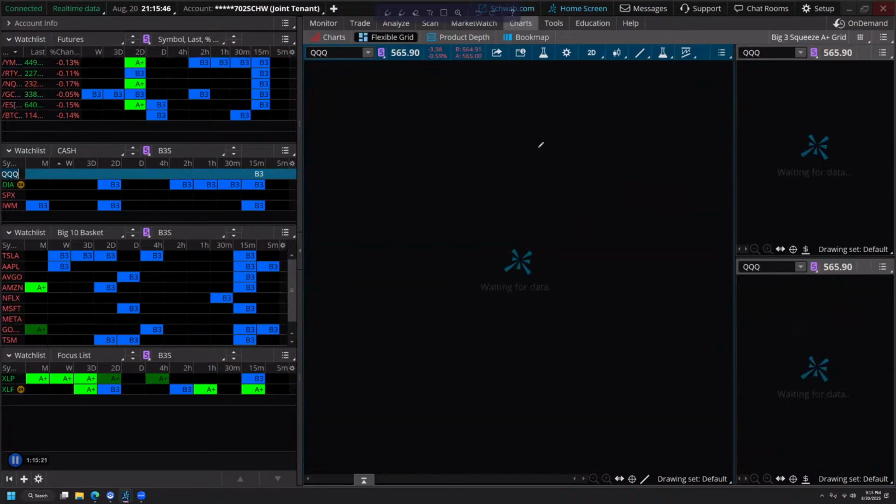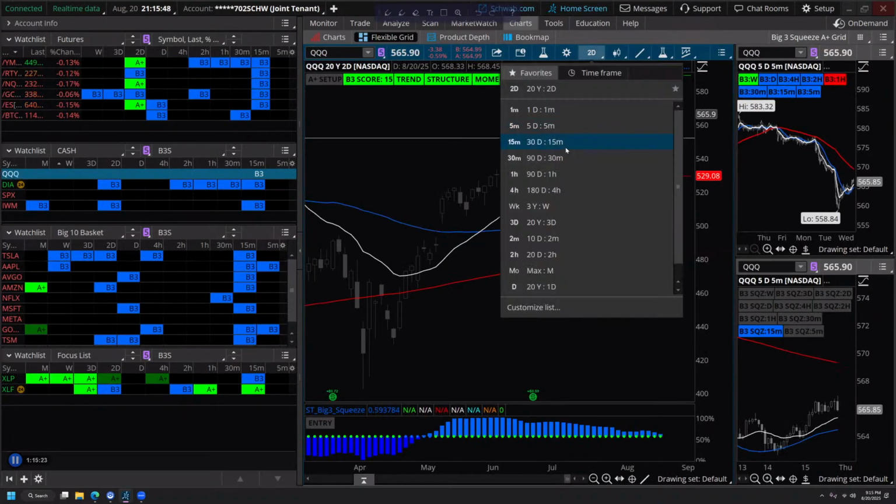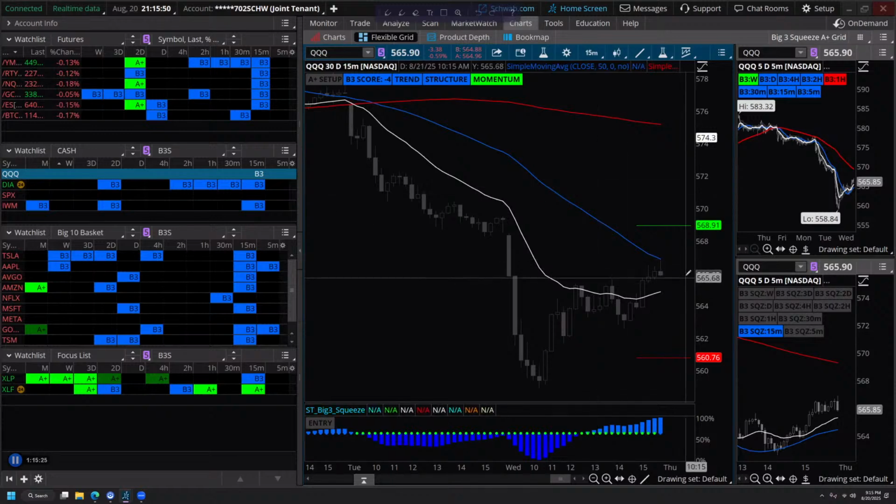All right, 15 minute squeeze here for the Qs. Can't buy it or short it. And see how quickly I figured that out? There's some structure, momentum. It doesn't matter. No trigger.